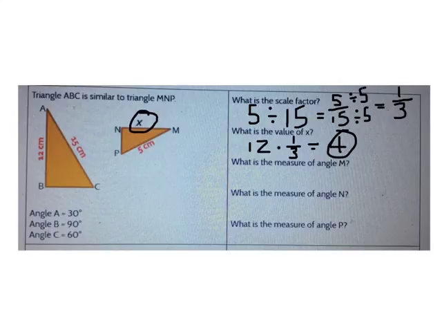What's the measure of angle M? M corresponds to angle A, so it's 30 degrees. What's the measure of angle N? N corresponds to angle B, so it's 90 degrees. What's the measure of angle P? P corresponds to angle C, so it's 60 degrees.